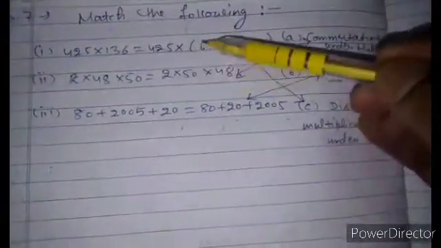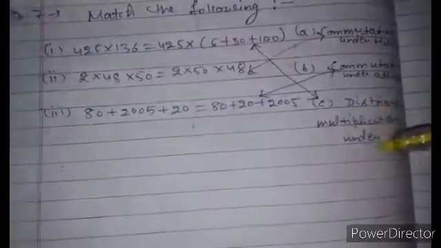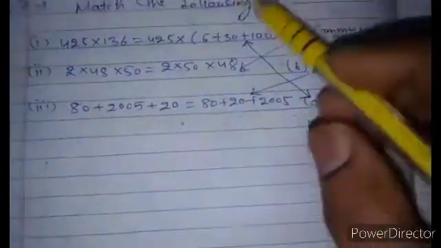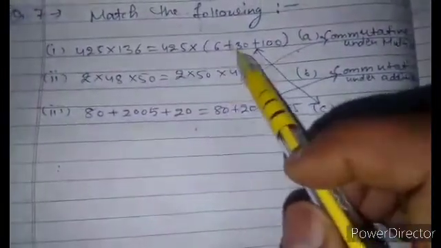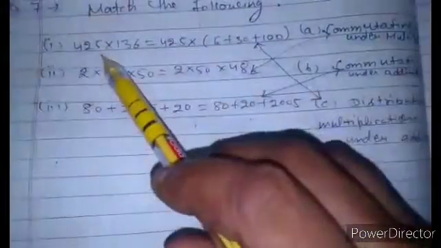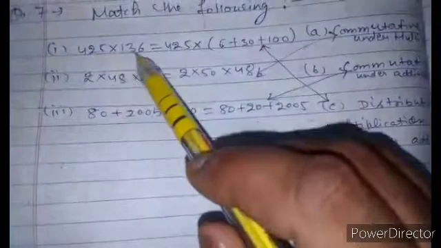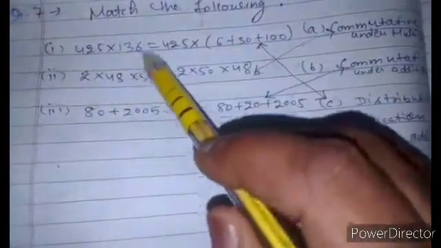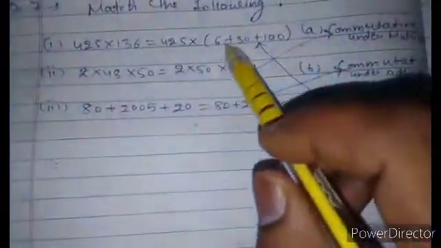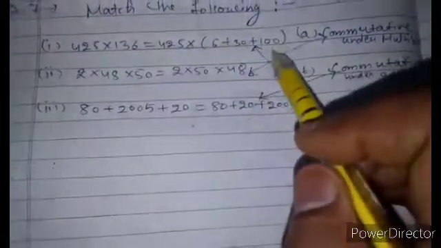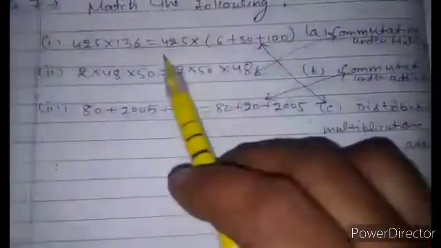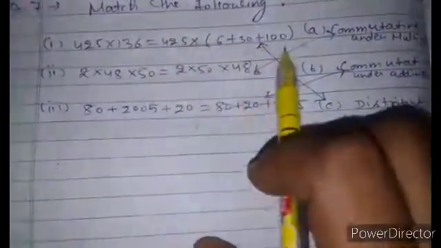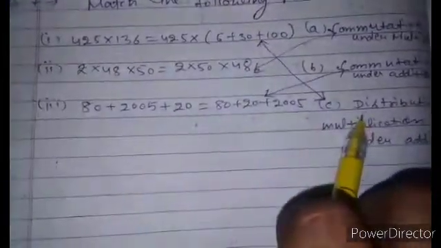Now I have matched the first with C, distributive multiplication under addition. If we are writing, it is the distributive property. Distributive property under addition. Suppose we consider it A multiply B. Here this 136 we have divided into 6 plus 30 plus 10. Means we have distributed 136 in parts. So this will be the distributive property.